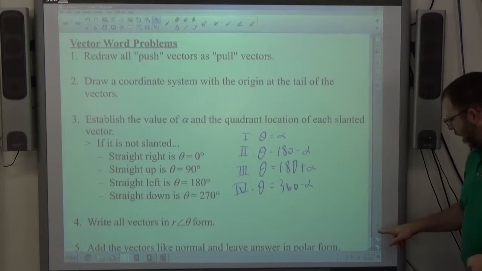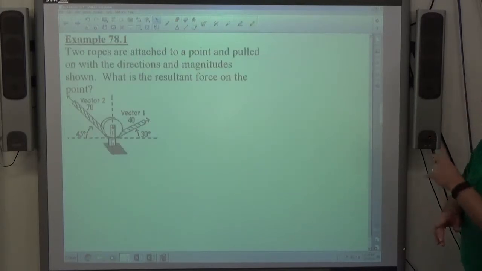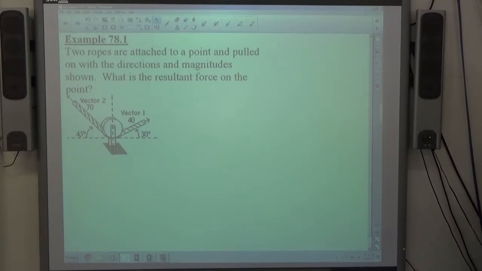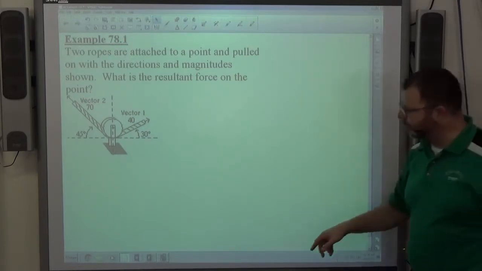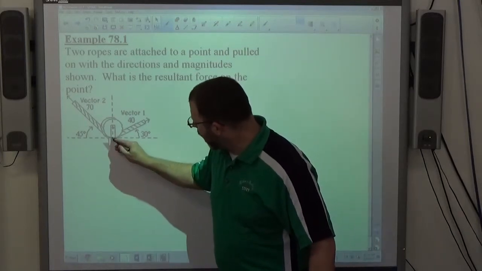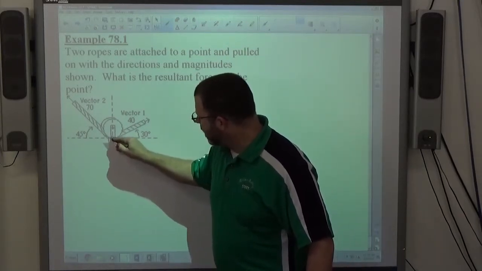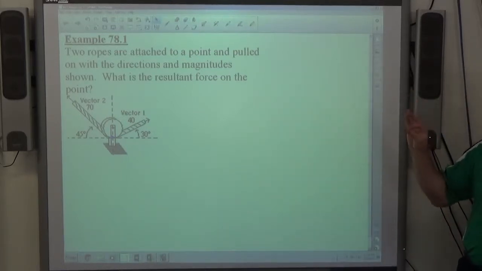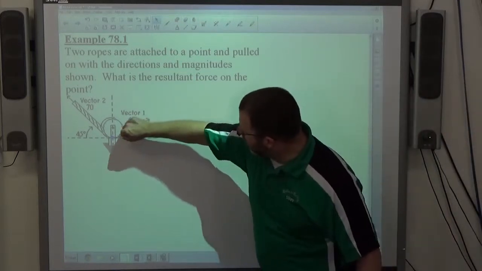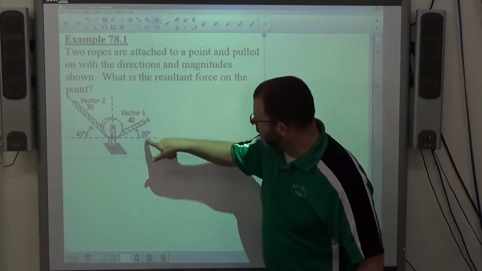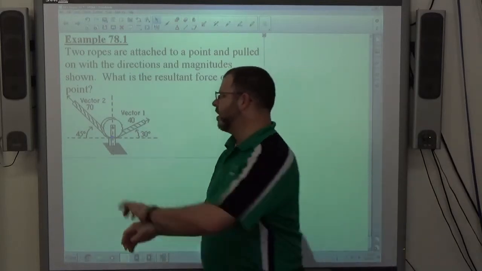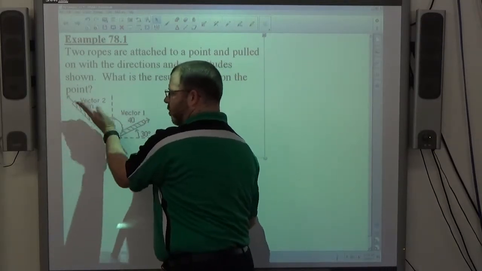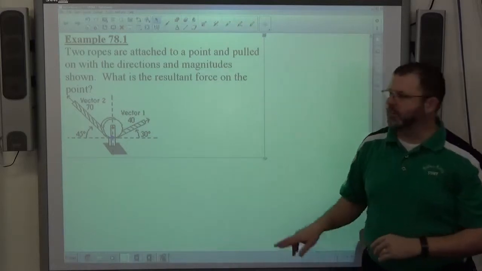So let's do a couple problems here so you can see how this works. First problem, two ropes are attached to a point and pulled on with directions of magnitude shown. What's the resultant force on the point? Right here is where the force of the vectors is being directed, the point at the bottom of that pulley. This vector is the rope being pulled in this direction, 30 degrees above the x-axis. This vector is being pulled 45 degrees from the x-axis.